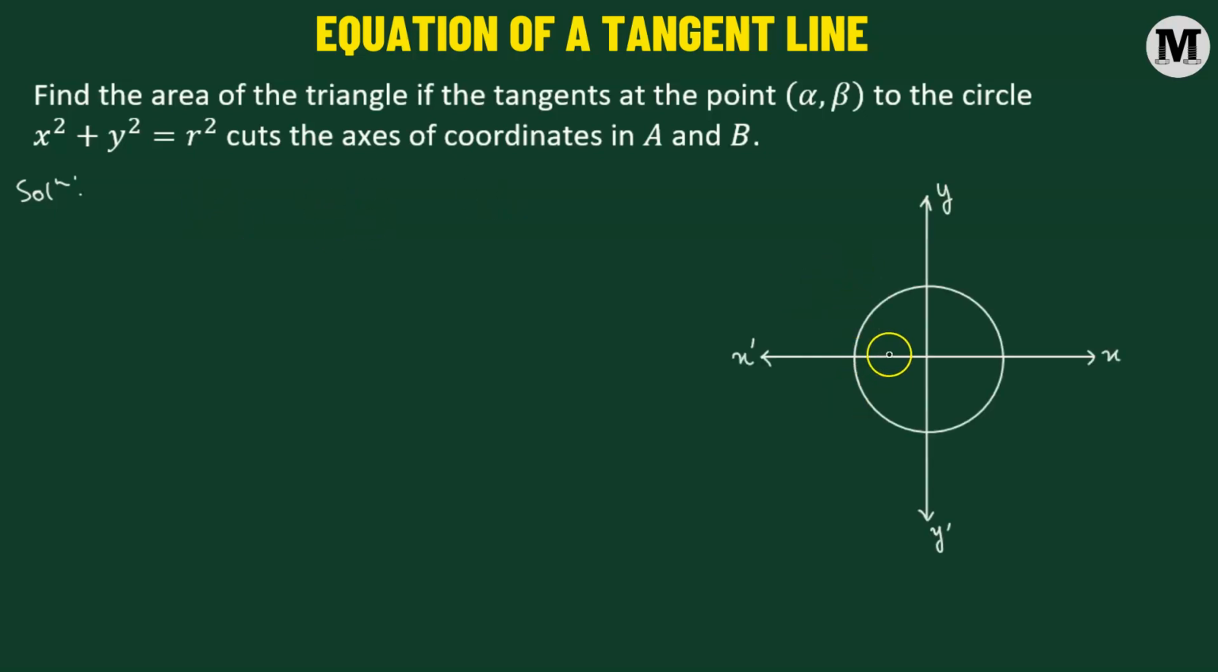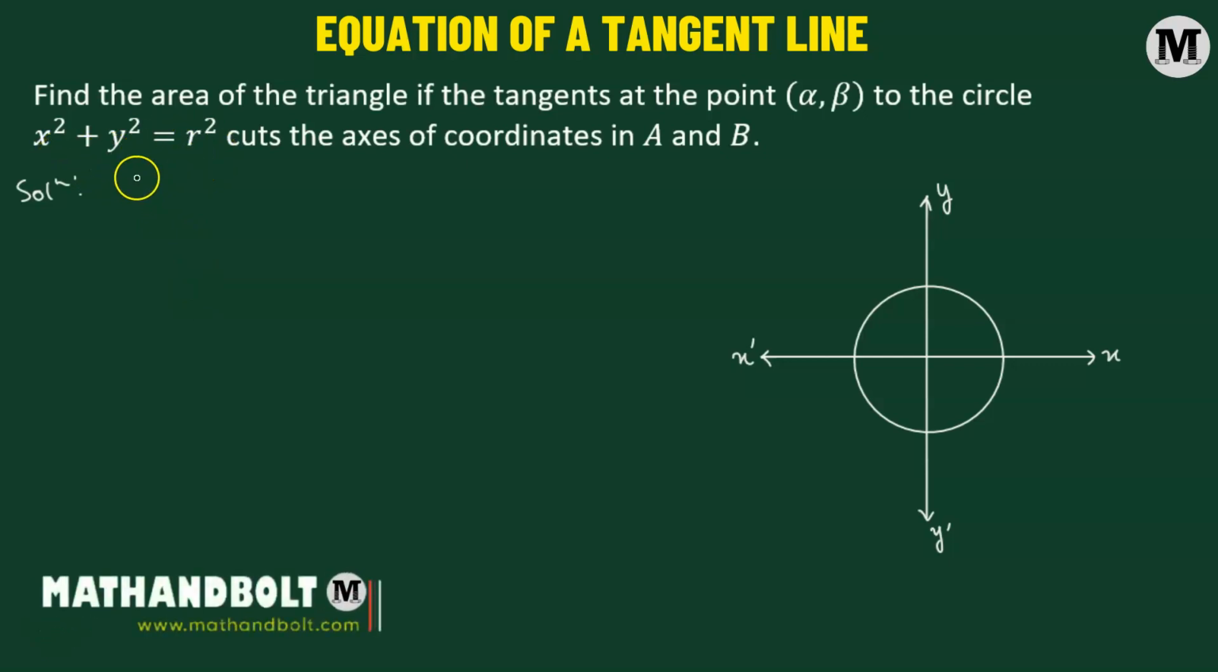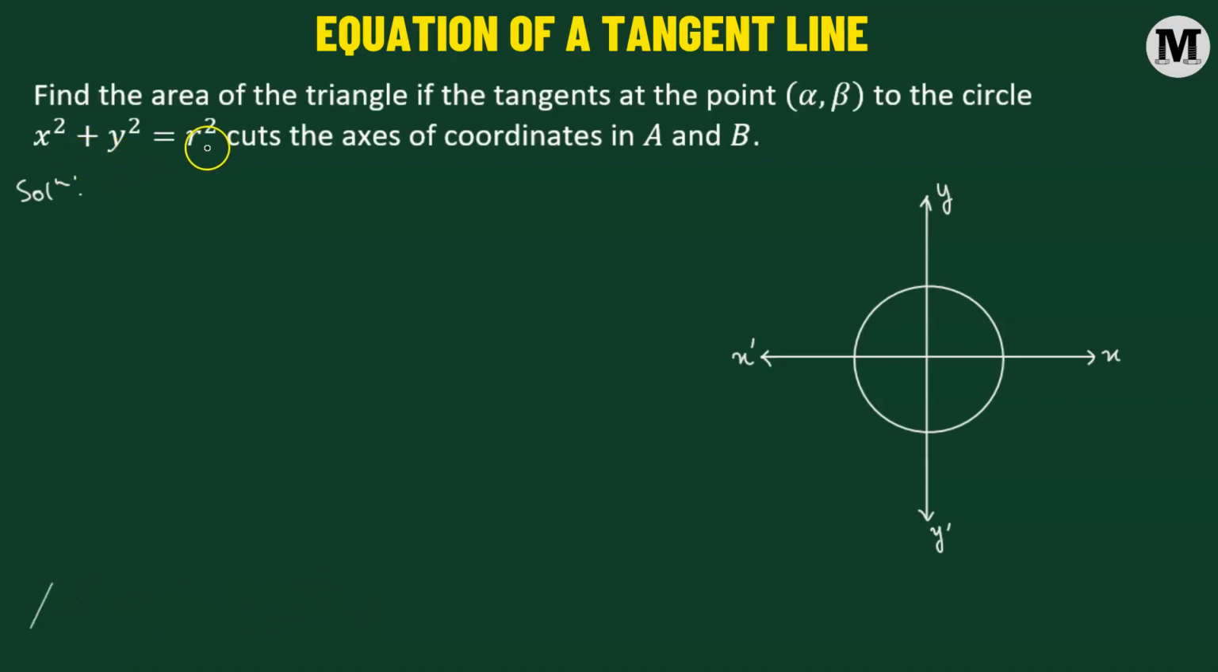Now here we have a circle which is centered at the origin, because the equation x squared plus y squared equals r squared clearly tells us that our circle will be at the origin and the radius will be r units. Now let us suppose that we have a point on the circle, let's say this is the point C having the coordinates alpha comma beta. Now we have a line which is tangent to the circle at point C, and it cuts the x-axis at point A and the y-axis at point B.